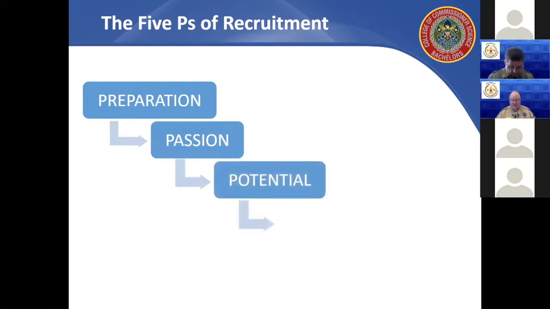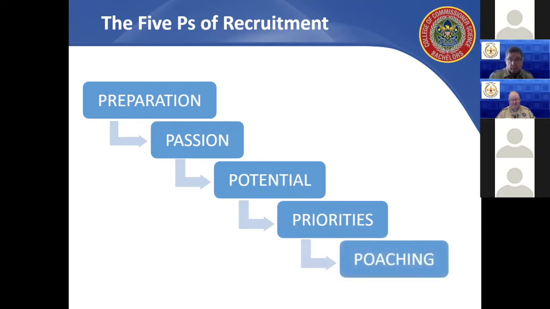Potential. There's people who maybe they have passion, but they just don't have the time or the potential, the ability to help out at this time. Priorities, what is the individual's priorities? What are the unit's priorities? And that's important to keep in mind. And then finally, and I really like this one, poaching, as in no poaching. Yeah, we've heard the term that someone can rob Peter to pay Paul, but that leaves Peter poorer. And so we don't want to poach individuals.